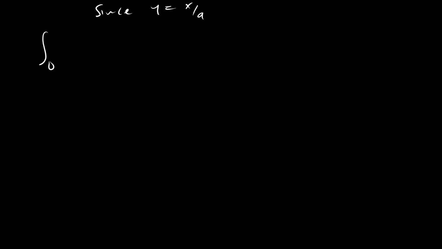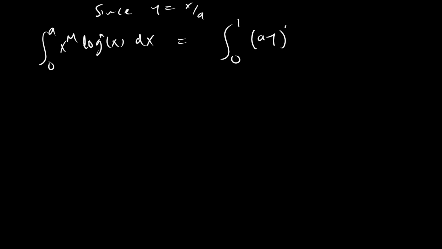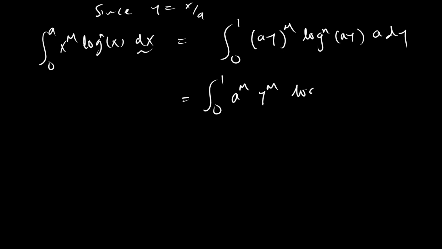our problem, the integral from 0 to a of x to the m log of x to the n, becomes the integral from 0 to 1, and x is ay, so (ay) to the m, log n of ay, and then dx becomes a dy. So this becomes the integral from 0 to 1 of a to the m, y to the m, log n.